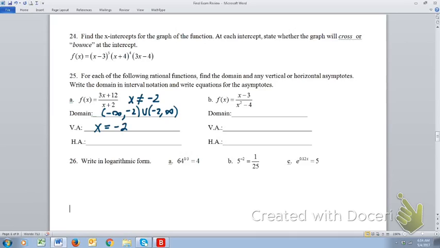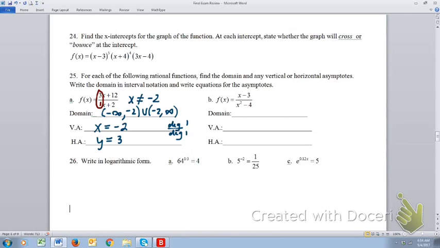Now, for the horizontal asymptote, we want to look at the degree of the numerator and denominator of the fraction. In this case, they're both 1. And so in that case, we take the coefficients of the leading terms, that would be the 3x and the 1x, so 3 over 1, and that's going to simplify to 3, so it's going to be y equals 3.